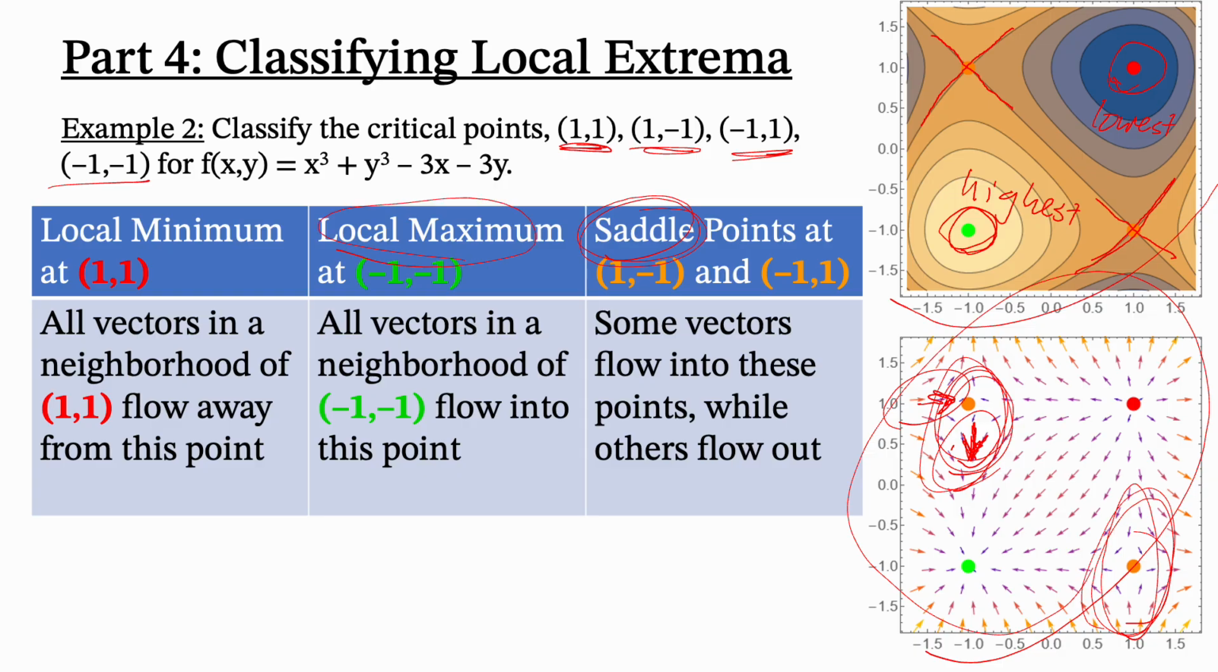A local max, again, if you're looking at the gradient vector field, you would look at all of the vectors in a neighborhood of your critical point flowing into that point. Or for a local minimum, like right here, all of your compass readings, all of your gradient vectors are flowing out in a neighborhood around that point. So you could use these 2D plots to classify.